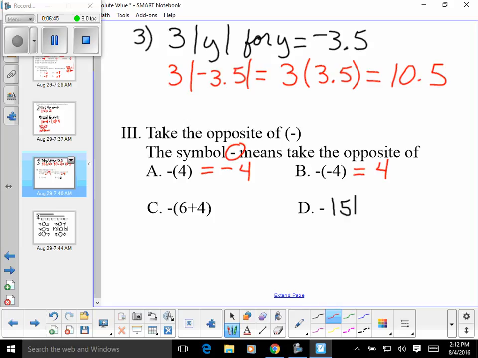In C, we've got parentheses, so we're back to order of operations. We're taking the opposite of 10. We need to do what's in those parentheses first. The absolute value of 10 is 10, so the opposite is negative 10. In D, you'll notice that we have an absolute value. We do have to do that absolute value first. So we are going to take the opposite of 5, since the absolute value of 5 is 5. The opposite of 5 is negative 5.